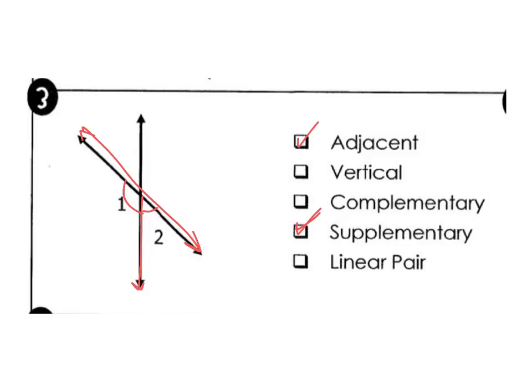And if we can check off the adjacent box and the supplementary box, that means that they are a linear pair, because a linear pair has to be both adjacent and supplementary.